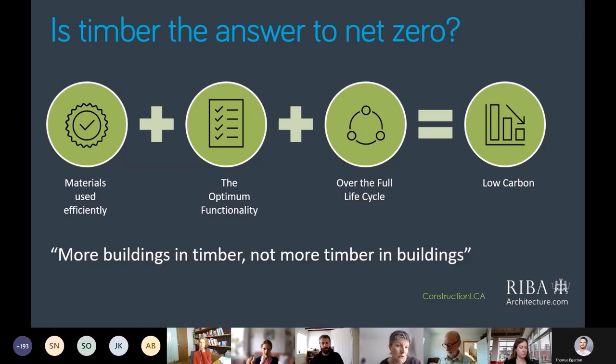So basically, use your materials as efficiently as possible, try to get the optimum functionality from the materials you're using, consider the whole life cycle. This will give us the lowest carbon, and that's what we basically need.